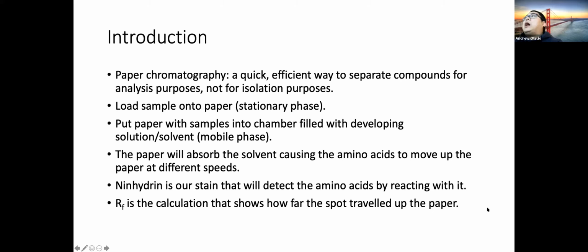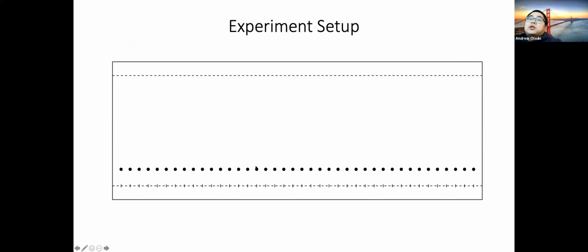So depending on how polar something is, it'll either have a high RF value or a low RF value, and it'll travel up the paper at different distances. Okay, all right. So here's our setup. This is not drawn to scale. So you only have 10 spots. This has probably 20 or 30 spots, but it illustrates the purpose well.